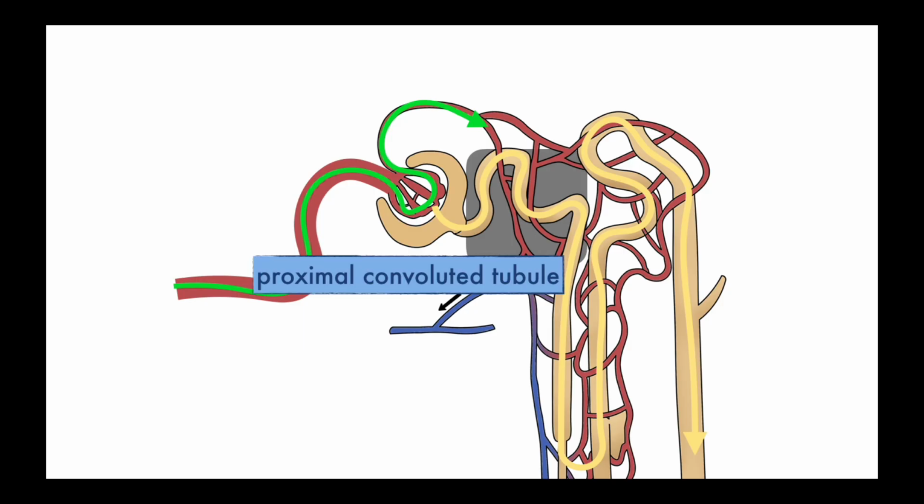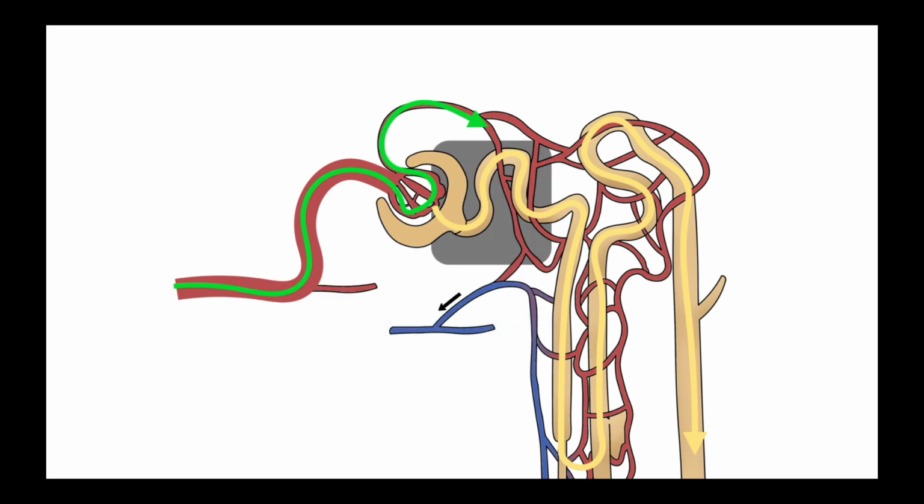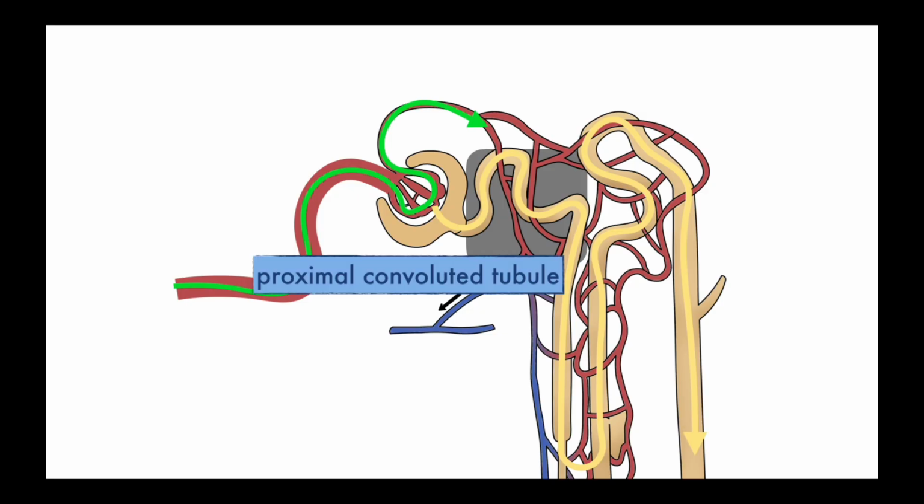So back to the proximal convoluted tubule. Now remember, proximal means close. So what is it close to? It's close to the glomerulus, the Bowman's capsule. So this is the proximal convoluted tubule, the one closest.